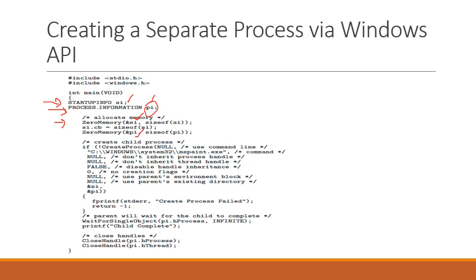After allocating memory to each of these structures, we are going to execute the CreateProcess system call. Now this CreateProcess system call is the equivalent of the fork system call. In the Windows environment, the name of the fork system call is CreateProcess. Unlike the fork system call, which doesn't take any parameter, the CreateProcess system call takes almost 10 parameters.